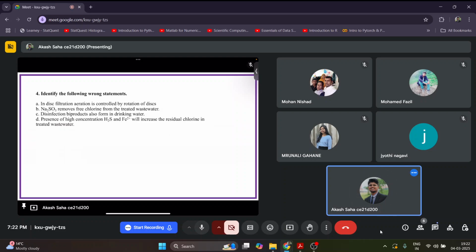Though in the correct answer, C is also marked as a wrong statement, that can also be true sometimes. And D is definitely wrong, because if H2S, hydrogen sulfide, or ferrous ions are present, they will consume the chlorine, hence the residual chlorine will be lesser. It will not increase the residual chlorine. So option D is also wrong, right?